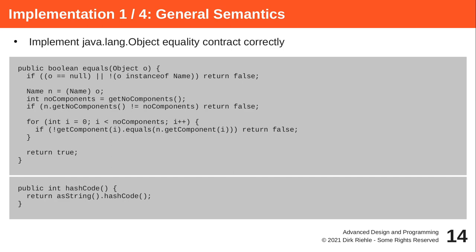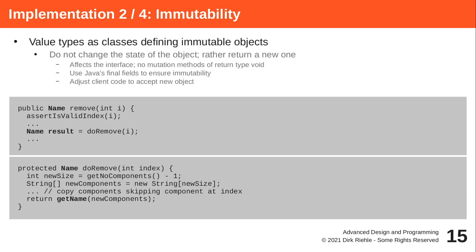So you need to look at the equality contract. You need to implement equals if it's a value type. And if it's an object type, you don't have to, but you use the default implementation inherited from java.lang.Object. And if you're tempted to still override it, maybe you're looking at a value and not an object.